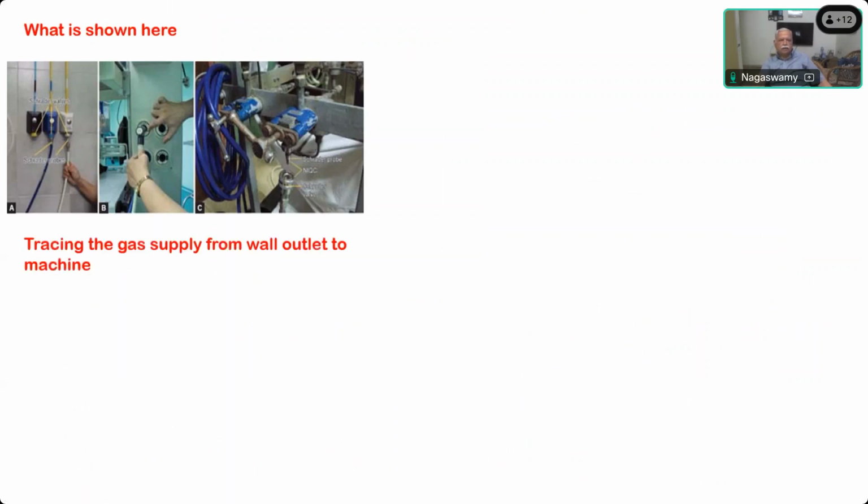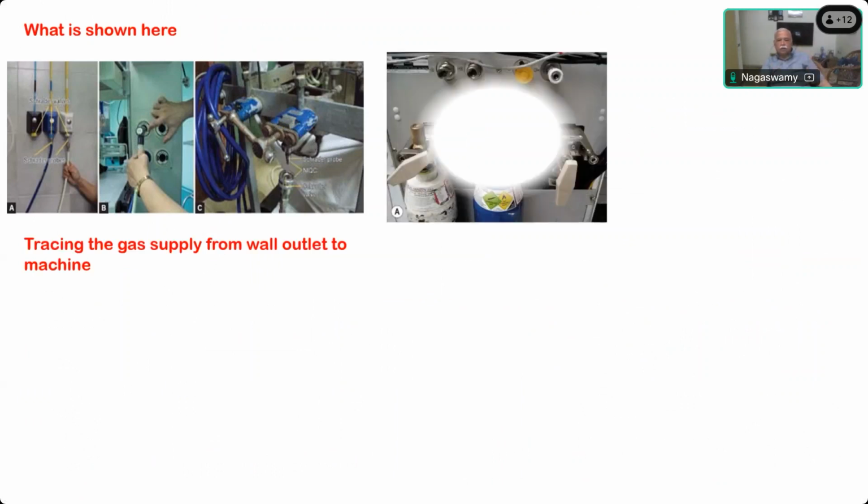So, tracing the gas supply from wall outlet to the machine. From either this wall outlet or this wall outlet, ultimately it has to come to the hanger yoke assembly or the modern connections in the later machines. I will show you the pictures. So what are you seeing here?